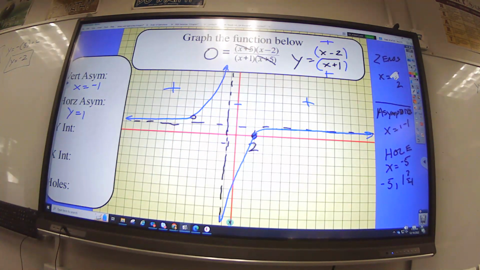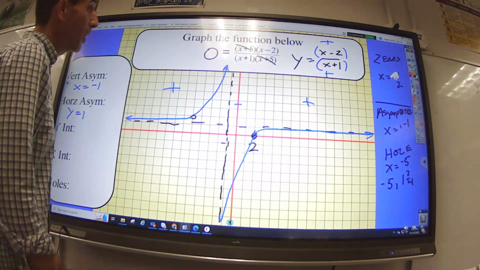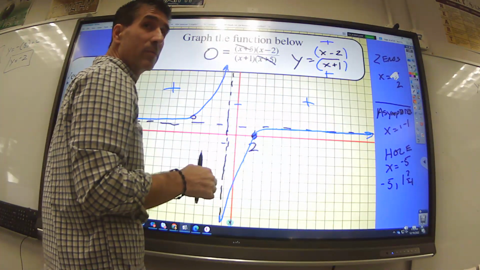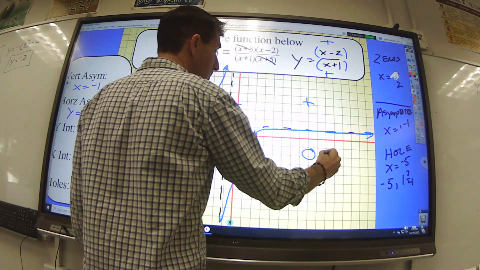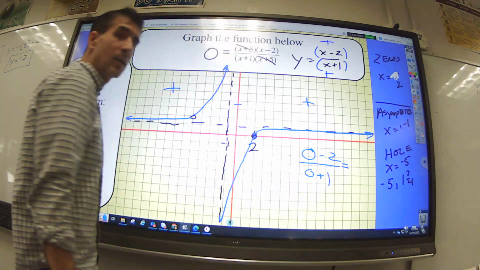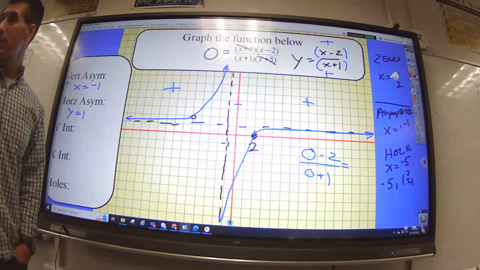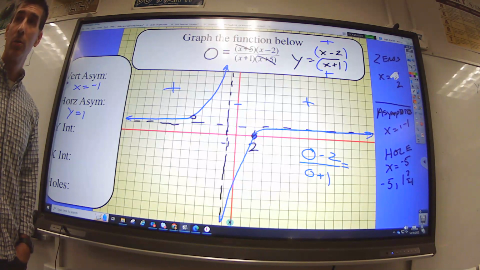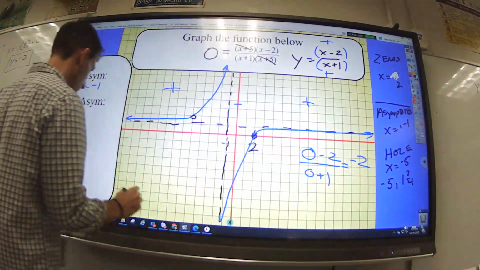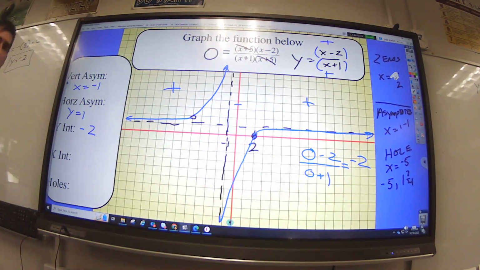What is my y-intercept? I don't think I'm going to ask you that, but we could solve for the y-intercept by plugging in 0 for my x. 0 minus 2 over 0 plus 1. That's how we find the y-intercept. What's 0 minus 2? -2. What's 0 plus 1? 1. -2 over 1, which is -2.